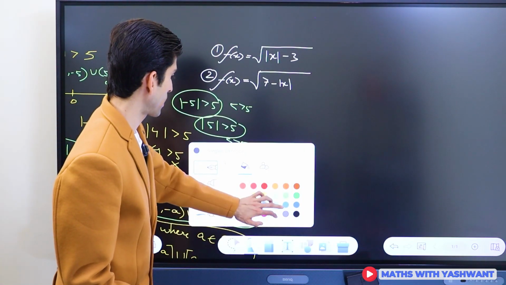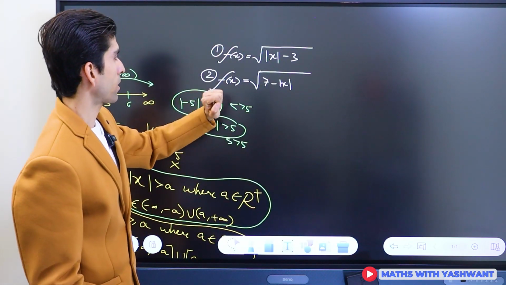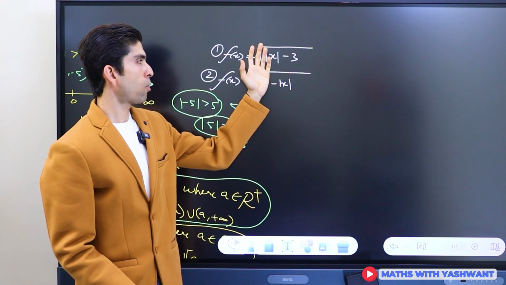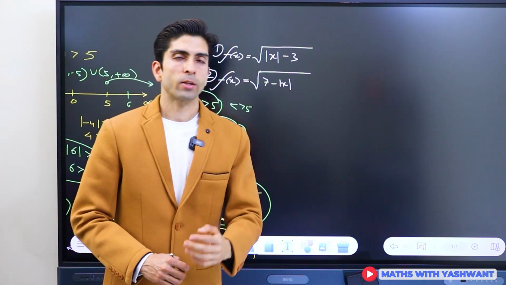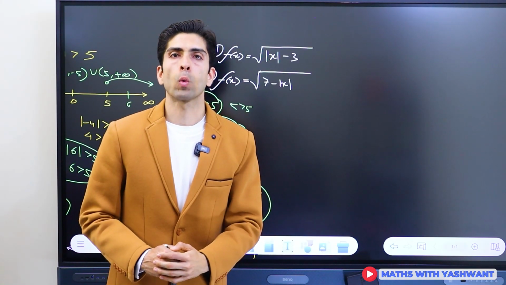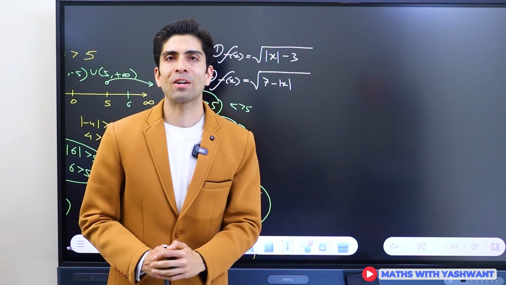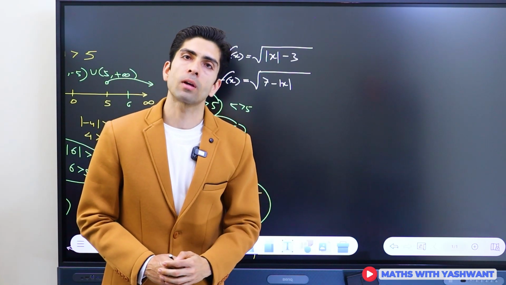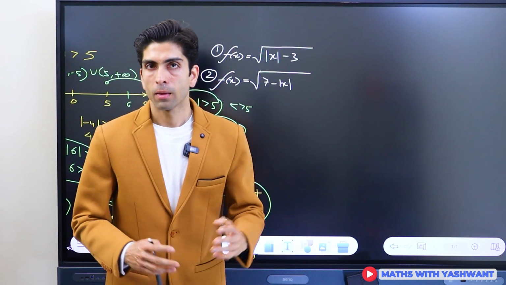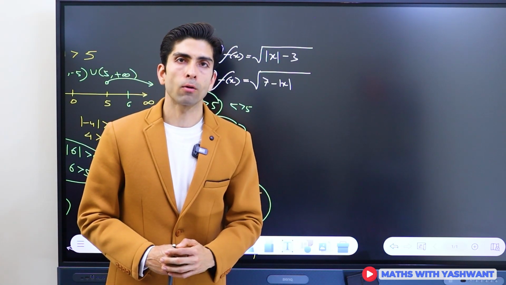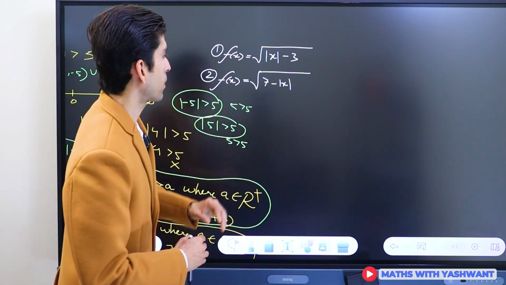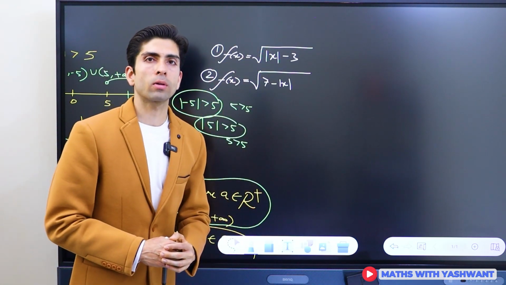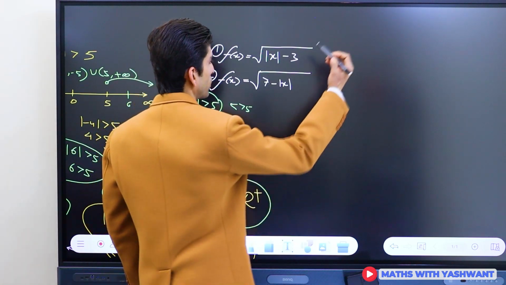So the first question that we have is f of x is equal to square root of mod of x minus 3, and we have to find the domain. You all must know, whenever we come across a square root function, that means some expression is written inside the square root sign and we have to find the domain. Then in order to find the domain of such an expression, we have to make sure that whatever is written inside the square root sign has to be either positive or 0.